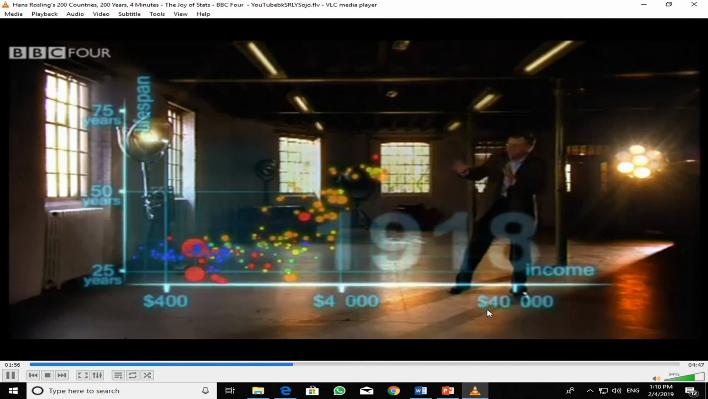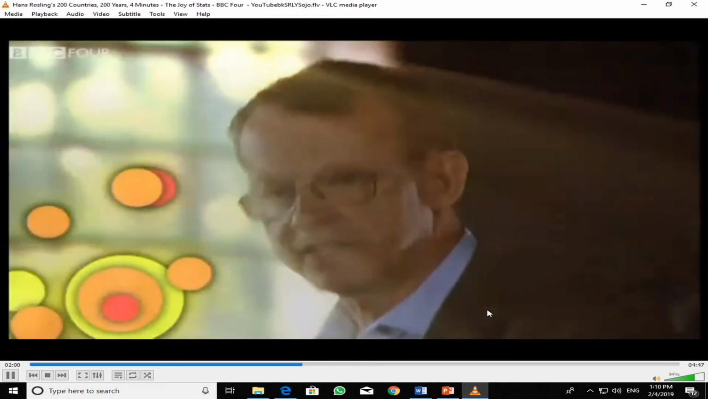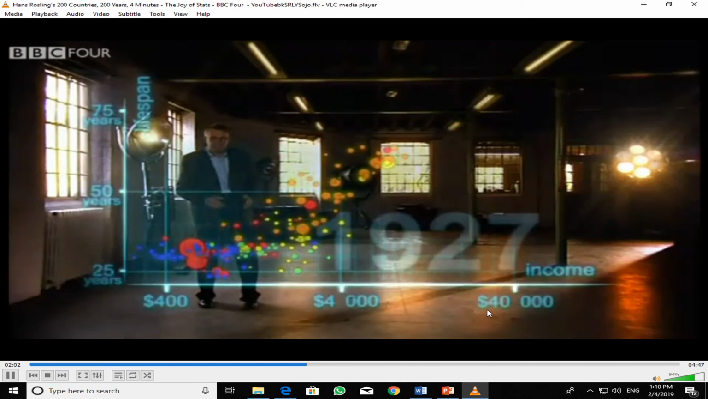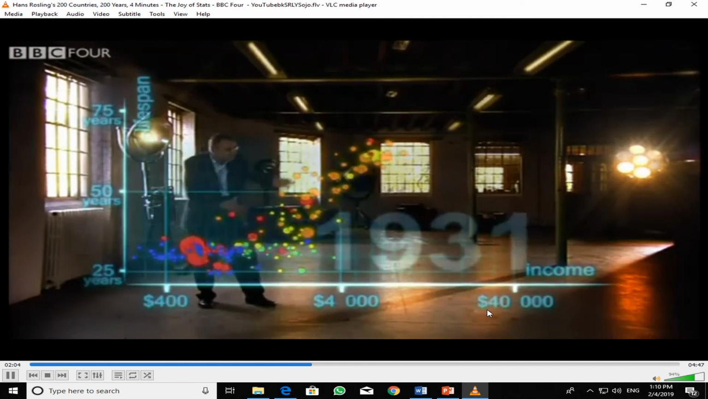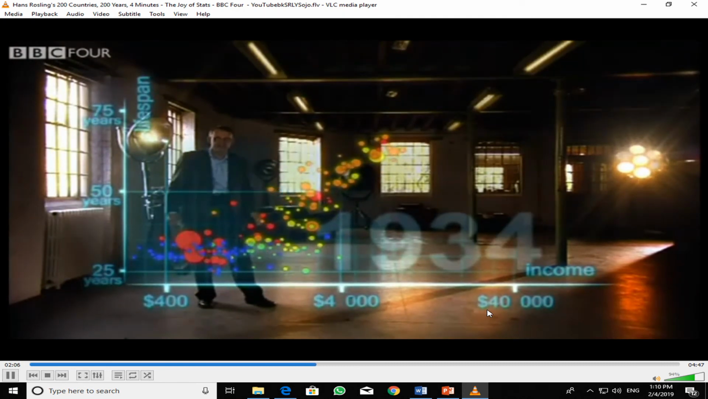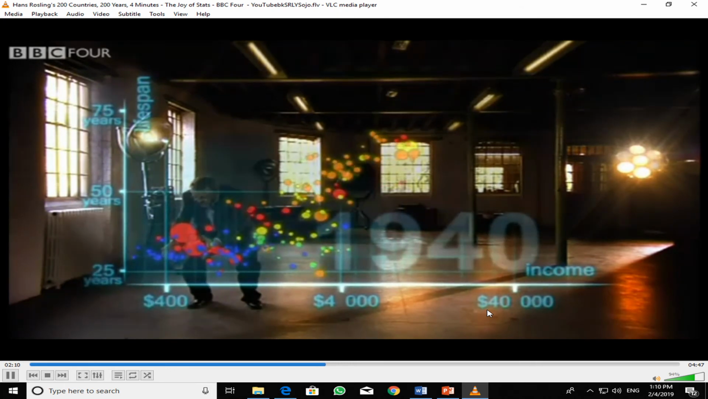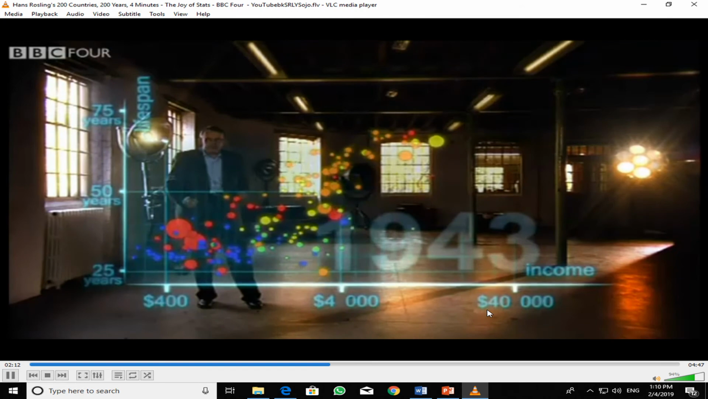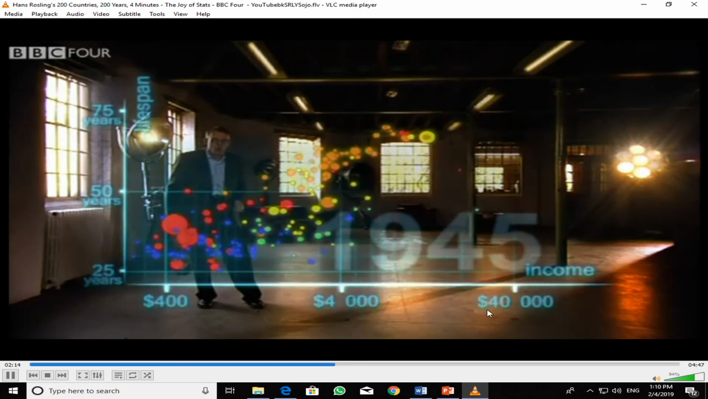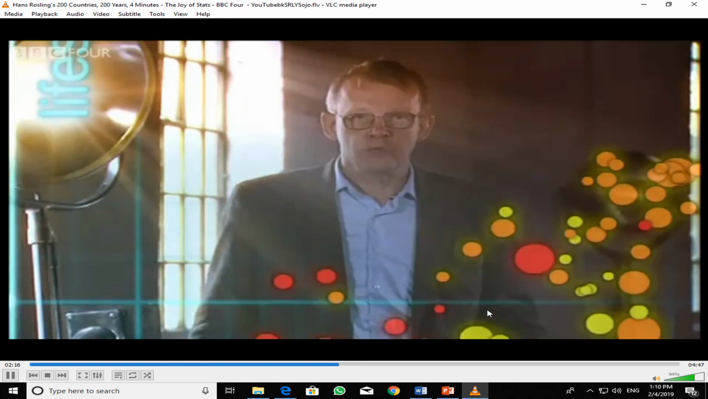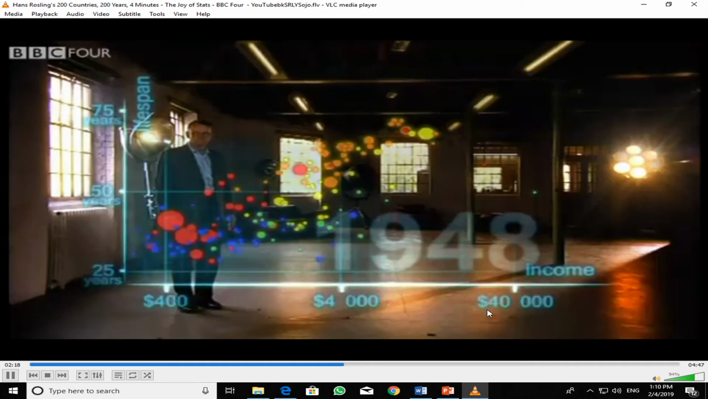What a catastrophe! And now I speed up through the 1920s and the 1930s. And in spite of the Great Depression, Western countries forge on towards greater wealth and health. Japan and some others try to follow, but most countries stay down here. Now, after the tragedies of the Second World War, we stop a bit to look at the world in 1948.